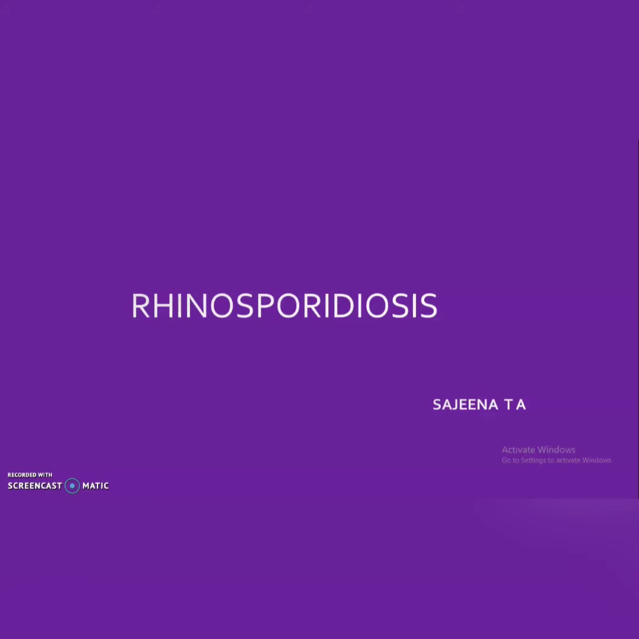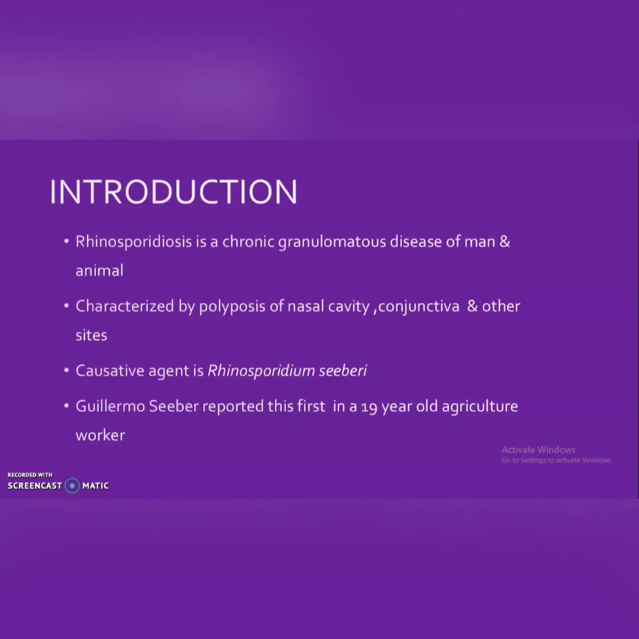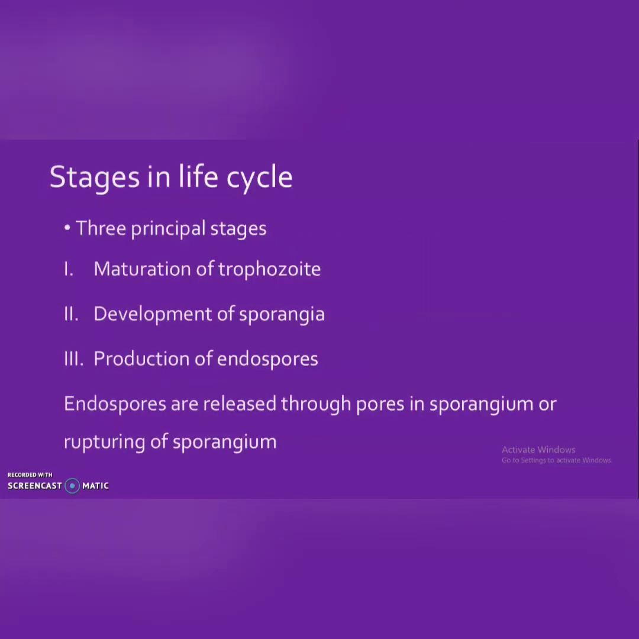Today we are discussing Rhinosporidiosis. Rhinosporidiosis is a subcutaneous fungal infection. It is a chronic, granulomatous disease seen in both human beings and animals. It is mainly characterized by a polypoid outgrowth of the nasal cavity, conjunctiva and other body sites. The causative agent is Rhinosporidium seeberi, and it was first reported in a 19-year-old agriculture worker by Seeber.